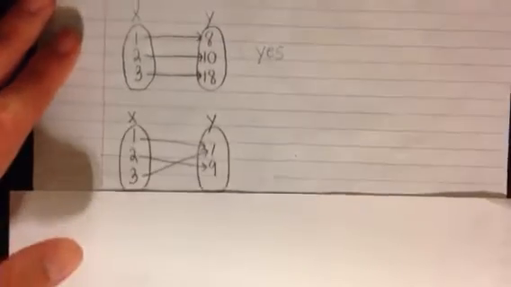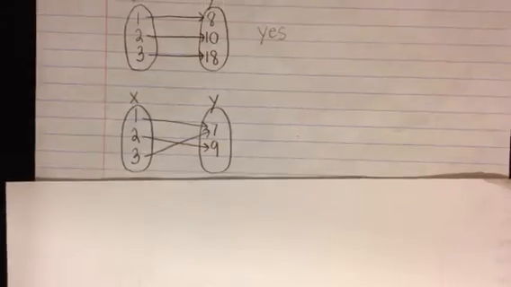Let's move on to this next mapping. This next mapping isn't quite as nice. It doesn't go in straight lines. 1 goes with 7, 2 goes with 9, and 3 goes with 7. But none of my x values repeated. My y value got used twice, but that wasn't the stipulation. The stipulation was no x value repeats, and that is correct here. None of my x values are repeating. So yes, it is a function.